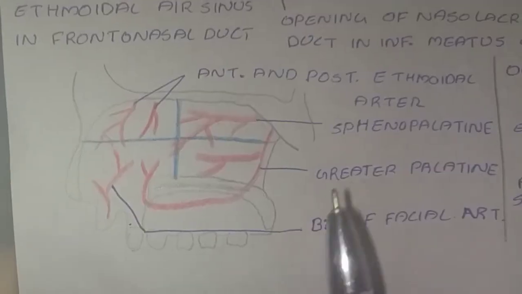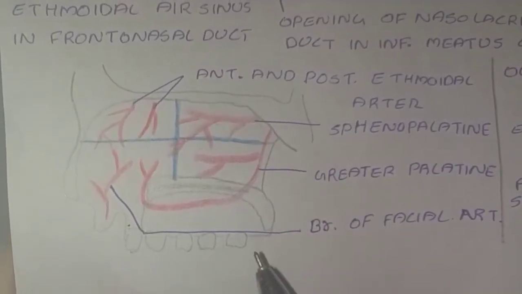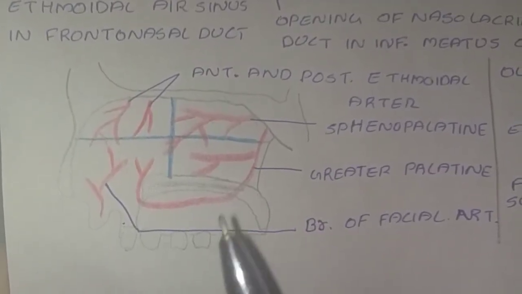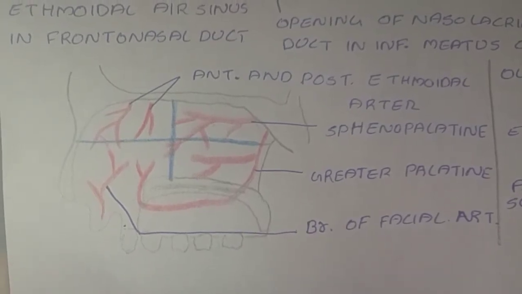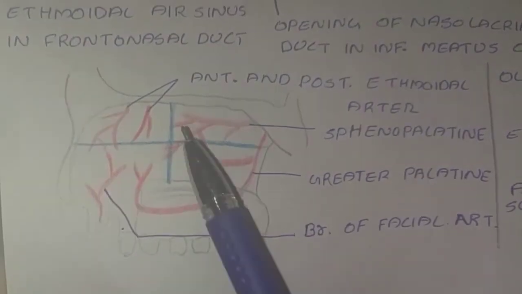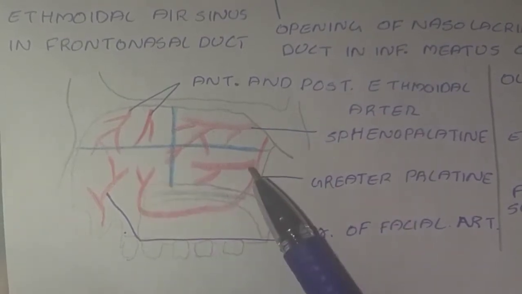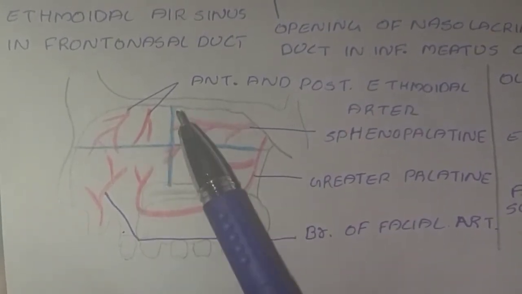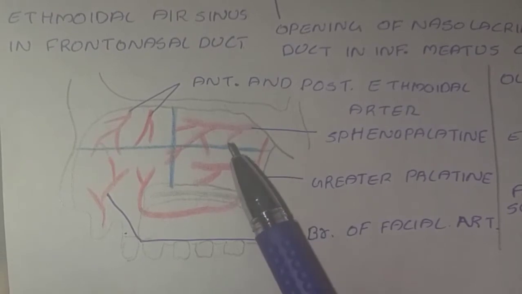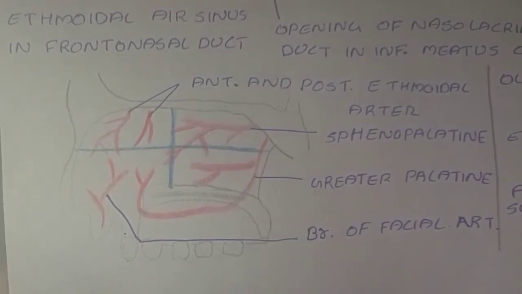Guys, in this part we will discuss the anterior supply of the lateral wall of the nose. To study this, we need to know that this lateral wall has been divided into four quadrants: the anterior superior part, anterior inferior part, posterior superior part, and posterior inferior part.